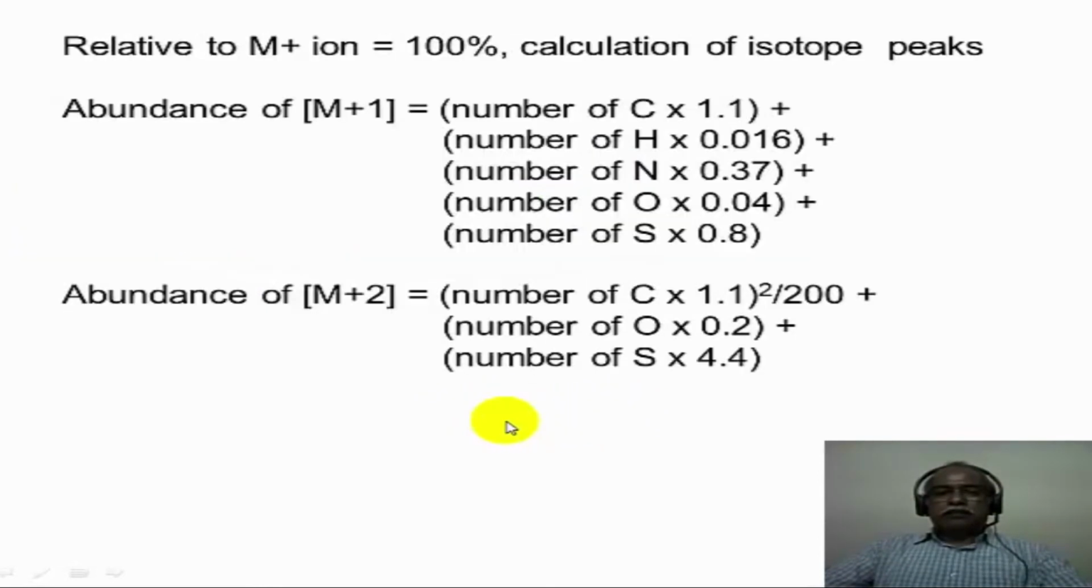How is it done? Suppose the molecular ion M plus is having a 100% abundance, the abundance of the M plus 1, what are the contributing factors? That is what is mentioned here.